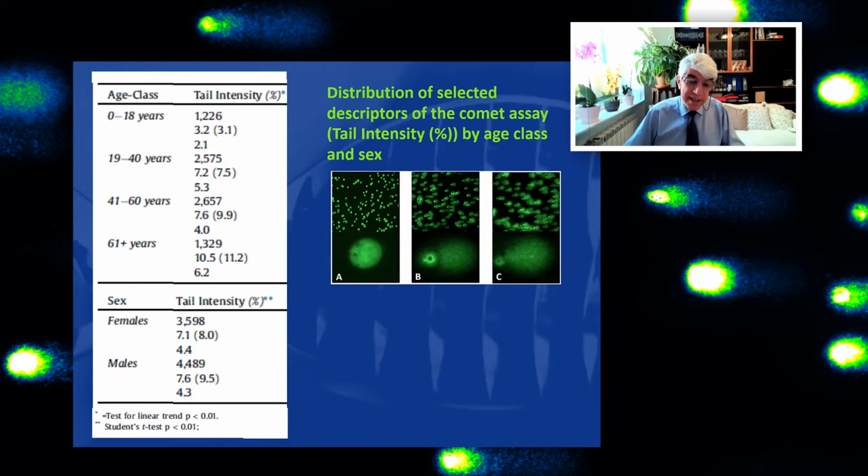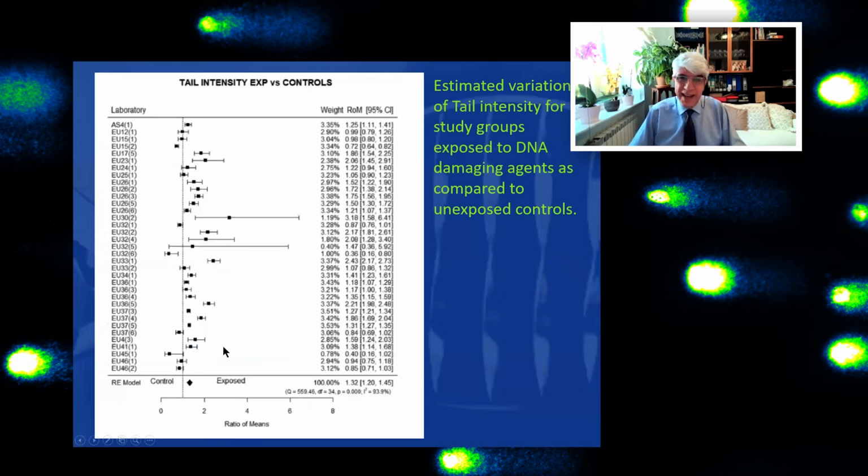Sometimes, for instance in this case, for tail intensity, we have a higher level in males, at least talking about the mean value, but it's not so clear. So I wouldn't be so sure that sex is a major source of confounding. Whereas the good news is that when you study exposure to DNA damaging agents, the COMET assay is a good biomarker for measuring exposure.